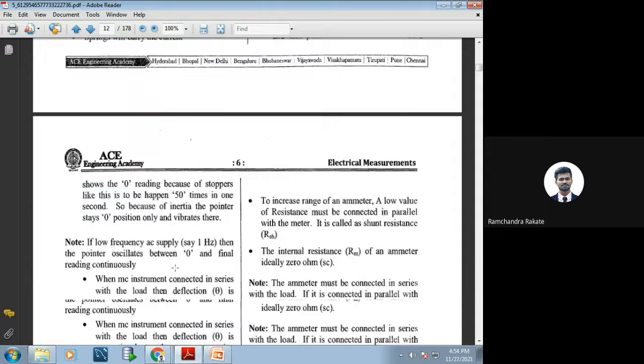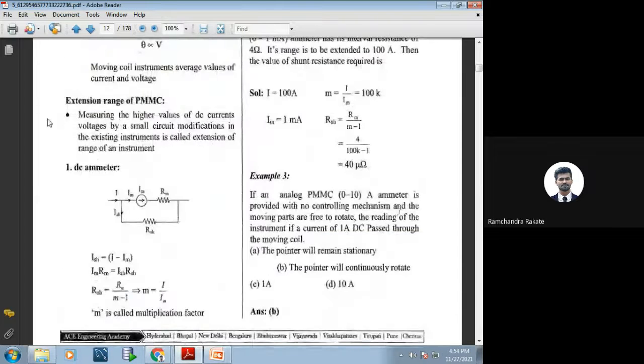Then we will move to the extension of this PMMC. Now the question arises, why is there a need for extension? First let me know what is meant by range, then we'll talk about the extension of range. What do you mean by range? Range is nothing but the boundary values, the minimum and maximum. That is nothing but range.